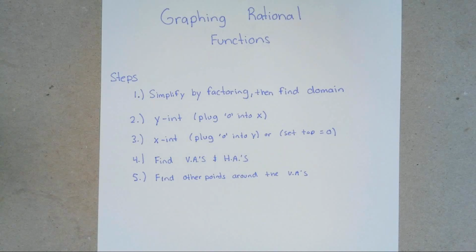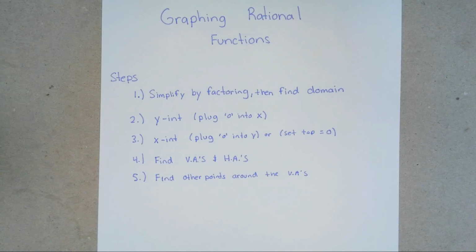The next step, you want to be able to find your y-intercept, and you got to remember, to find your y-intercept you always plug in 0 into x. Third step, you have to find your x-intercept, which means that you have to plug 0 into y. Anytime you have to find x and y-intercept, you always plug in 0 into the opposite one. Or, if you just have one fraction, then you're going to set the top equal to 0, which we'll go over in a little bit.